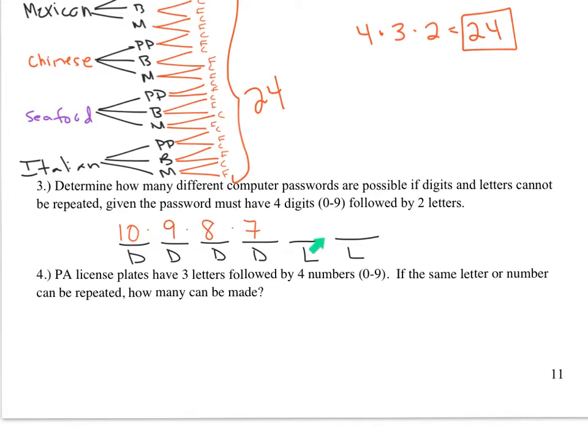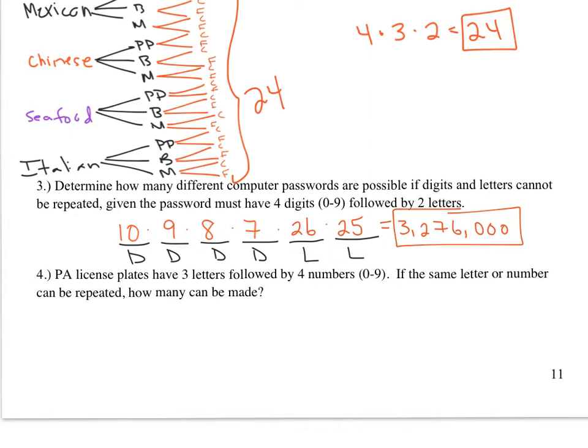And then for the letters, there are 26 letters in the alphabet to choose from. Again, we can't repeat, so we write 25. Then you simply multiply those together. In your calculator, when you multiply them, you get 3,276,000. So those are the different passwords you have if letters and digits cannot be repeated.